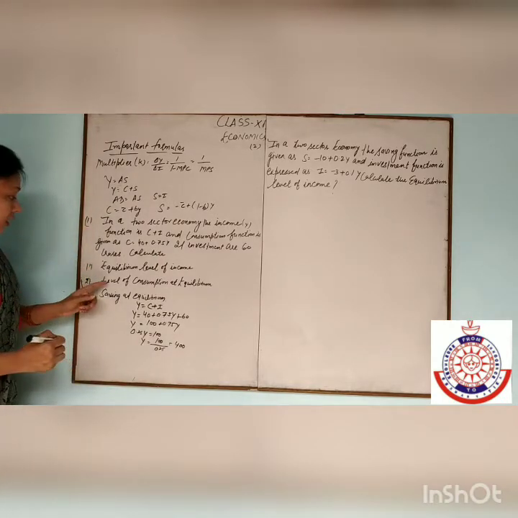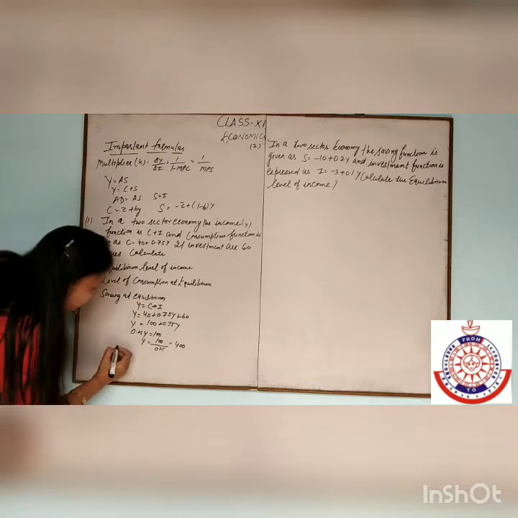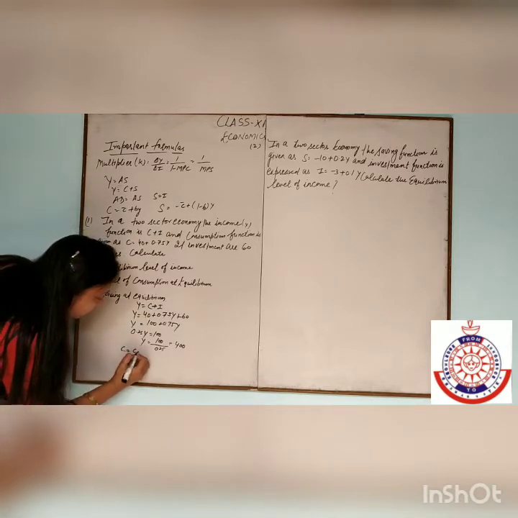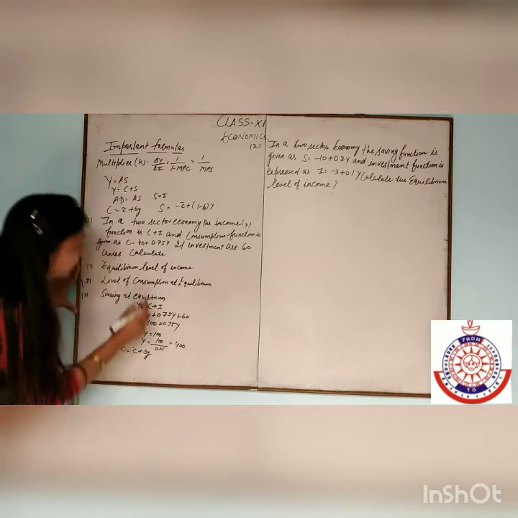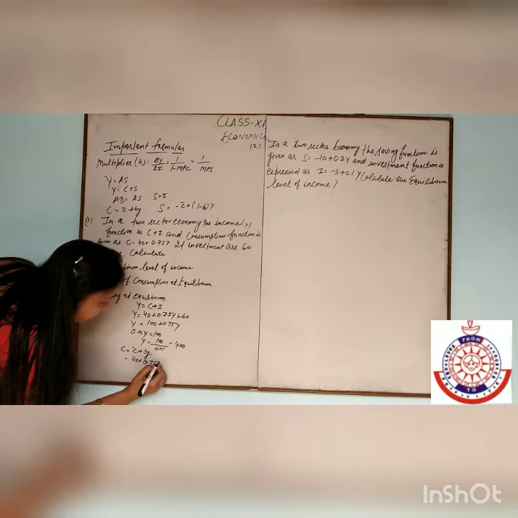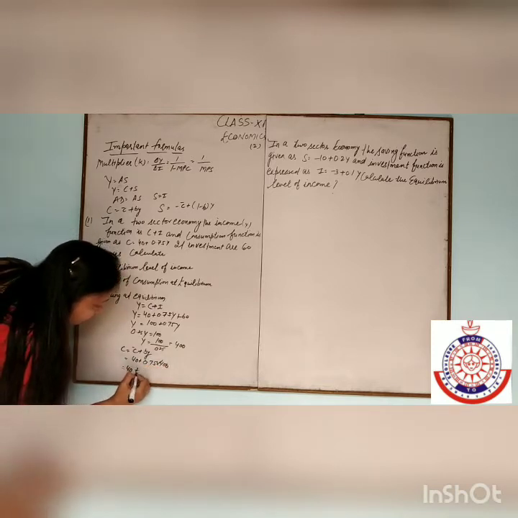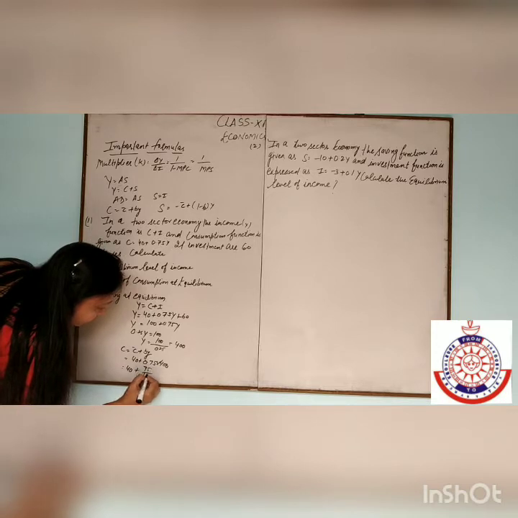Second is the level of consumption at equilibrium level. Level of consumption at equilibrium level means C is equal to C constant plus bY. That is equal to 40 plus 0.75 into 400. That is equal to 40 plus 75 by 100 into 400.